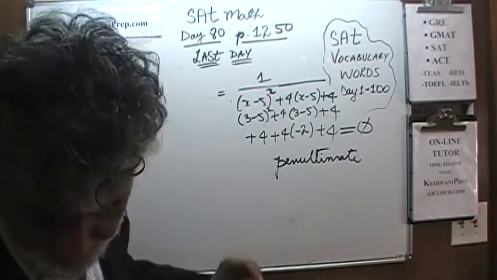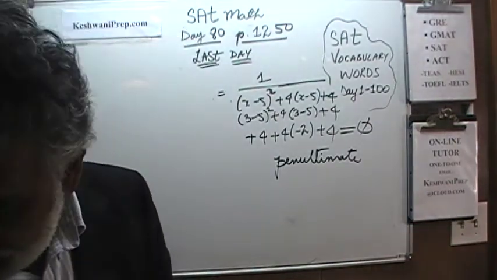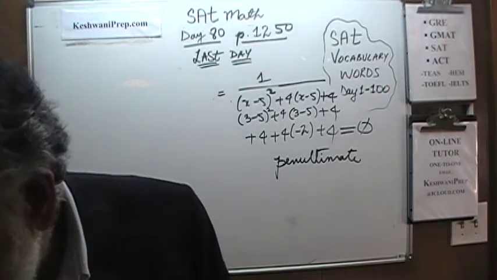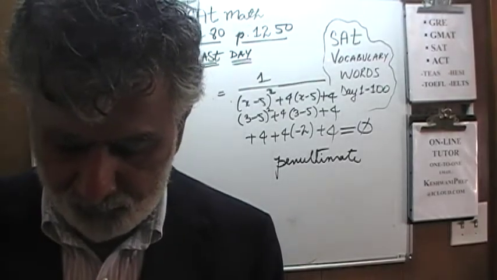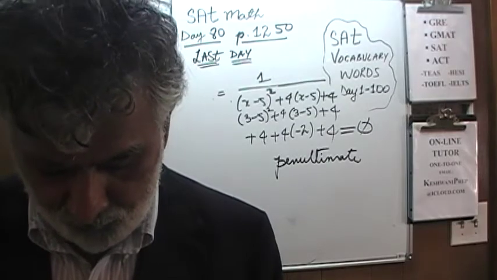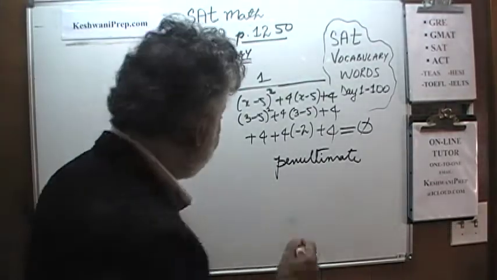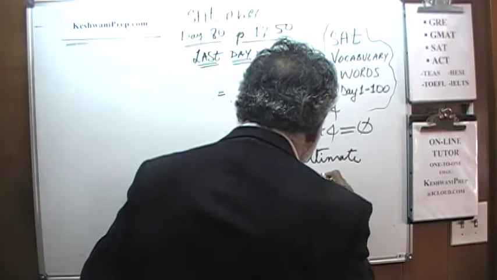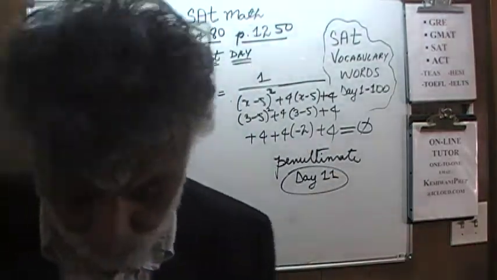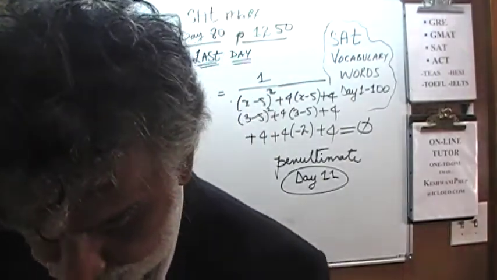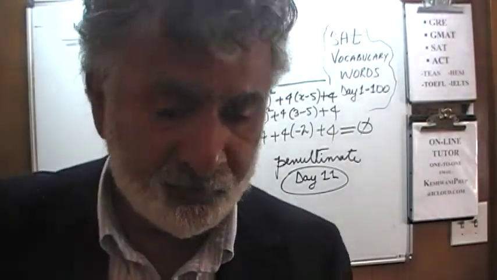Penultimate is simply a fancy way of saying second to the last, a word that we learned in our vocabulary lesson, I believe, on day number 11. I've used it so many times that I probably remember the day. It is day number 11. I knew it by heart, and I hope you understand what that means. That means that I need a life.